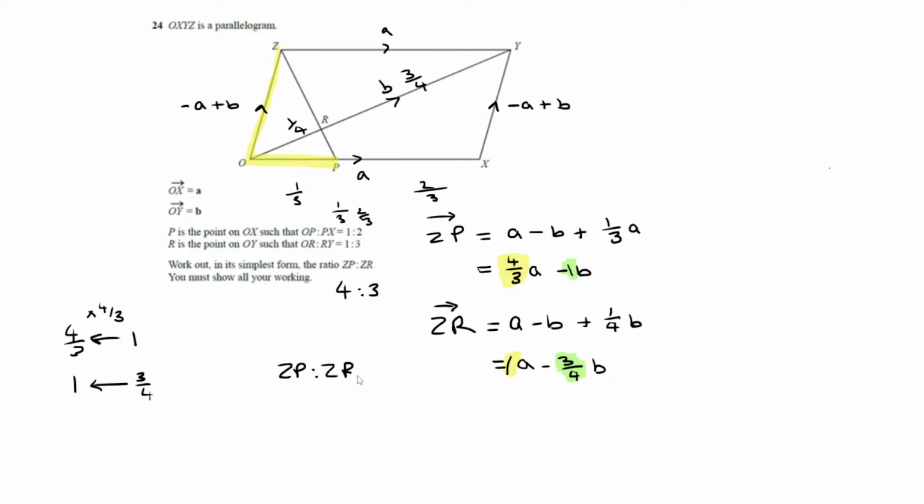ZP, ZR. Because I went small to big, you can do big to small, but I went small to big, as in ZR is the smaller one. If I put that as 1, whichever one you use as your base one, I went small to big, so the small one is 1. I multiplied that by 4/3, didn't I?